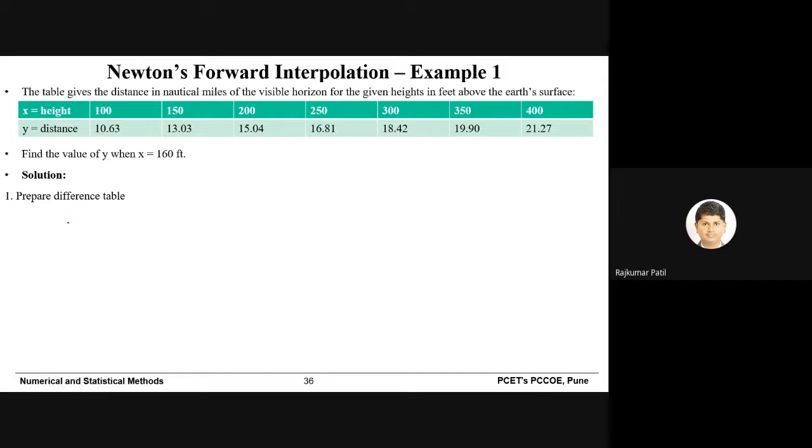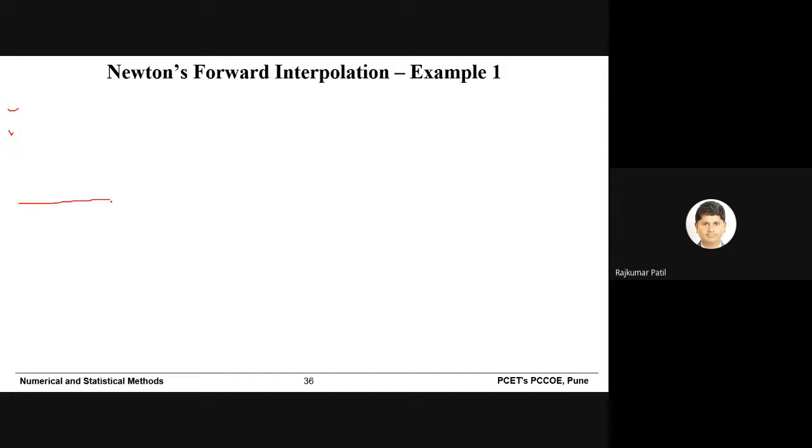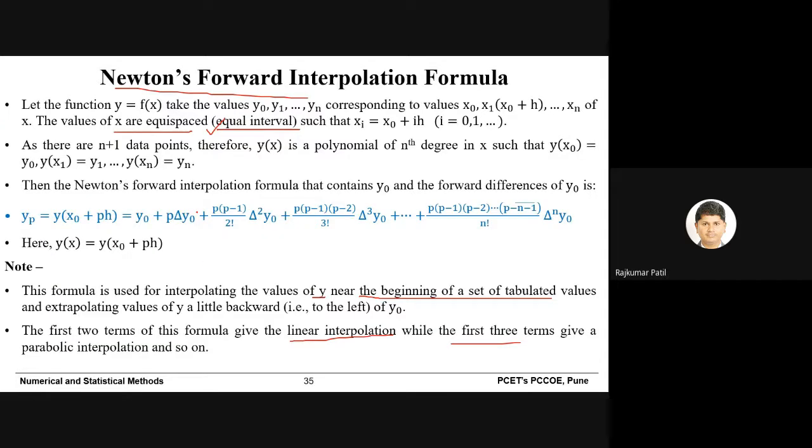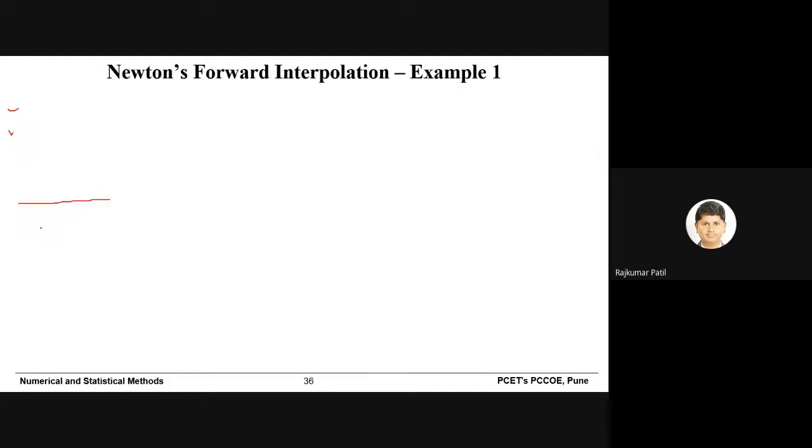So the first step is that the values of x and y are given to you and you need to prepare a difference table. So you may ask, what is a difference table? We will go back to the previous slide. Here you can see del y naught, del square y naught, del cube y naught. These are the values you need to find out. Along with that, you also need to find the value of p. Also, you need to calculate the value of y naught as well. Once you get all these values, you can put them in this equation and calculate the value of yp. That's why we need to prepare the table.